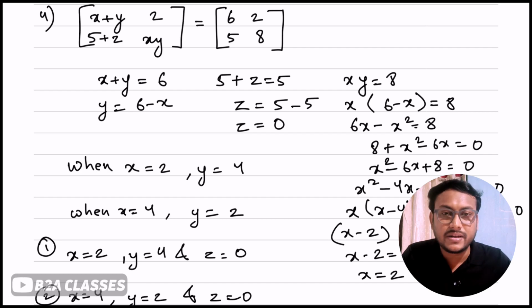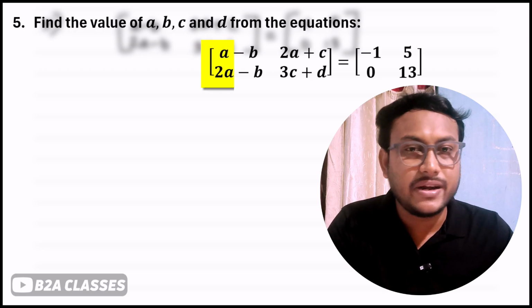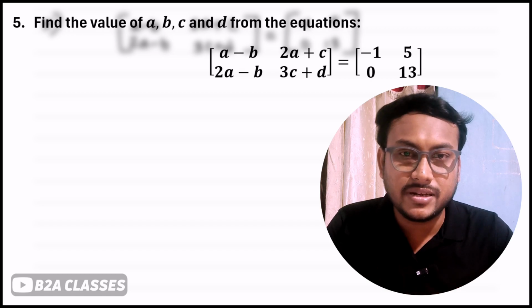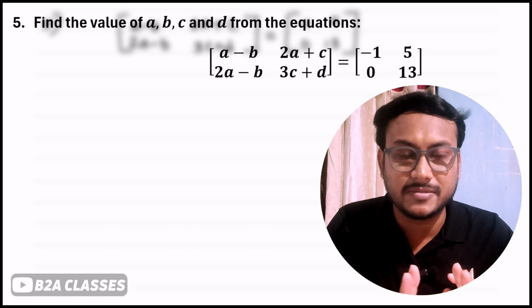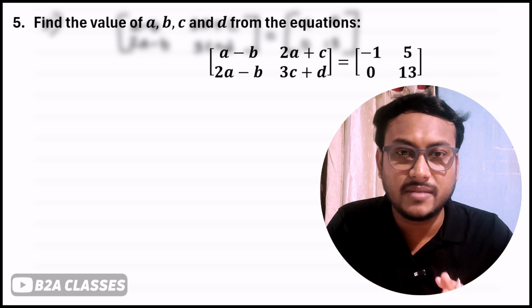सो दो मैट्रिक्स कब इक्वल होगा? जब order of the matrix will be equal and corresponding elements of both the matrix will be equal. Next we will see another problem from this topic equality of matrices. Now we will solve this question that is displayed on the screen. Now in this question again two matrix equal दिया हुआ है. अगर टू मैट्रिक्स इक्वल है मतलब दोनों का ऑर्डर भी सेम रहेगा एंड करस्पॉन्डिंग एलिमेंट्स भी सेम रहेगा. बाय इक्वेटिंग द करस्पॉन्डिंग एलिमेंट्स ऑफ बोथ द मैट्रिक्स वी कैन फाइंड द वैल्यू ऑफ a, b, c एंड d.